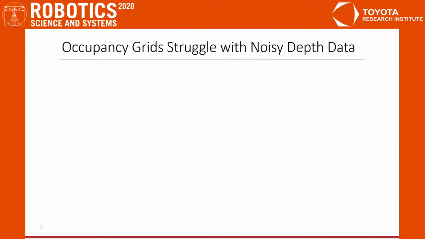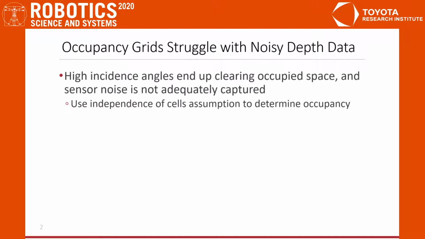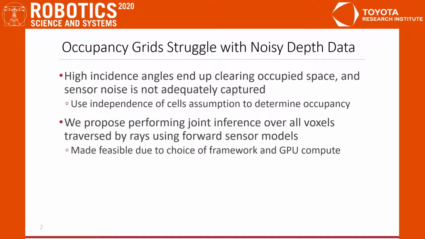This work is motivated by how occupancy grids struggle with noisy depth data for robotic planning purposes. Specifically, high incidence angles end up clearing occupied space, and sensor noise is not adequately captured. These drawbacks exist because occupancy grids use a strong and inaccurate independence of cell assumption. Instead, we propose performing joint inference over all voxels traversed by rays using forward sensor models, and this is made feasible due to a choice of framework exploiting GPU compute.